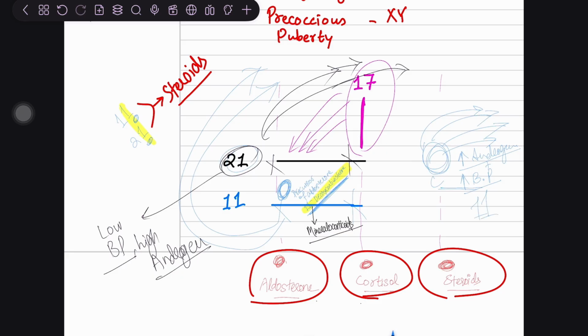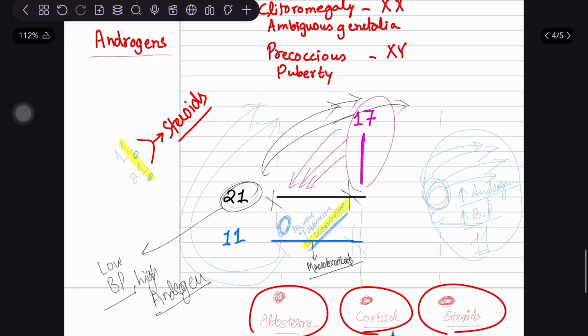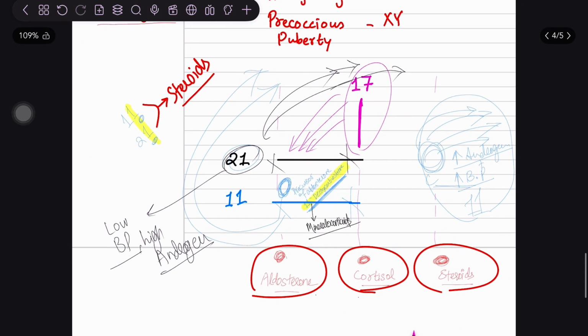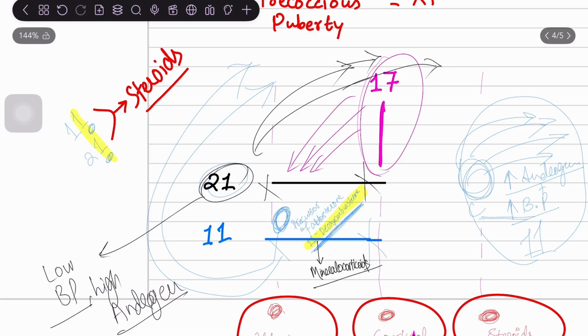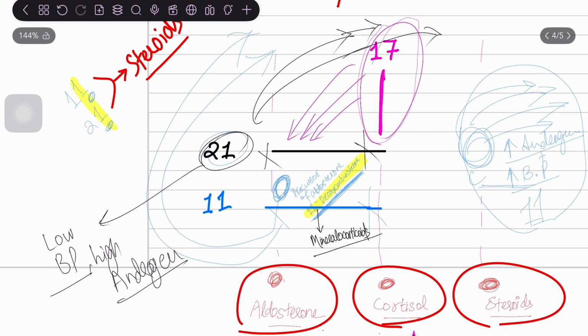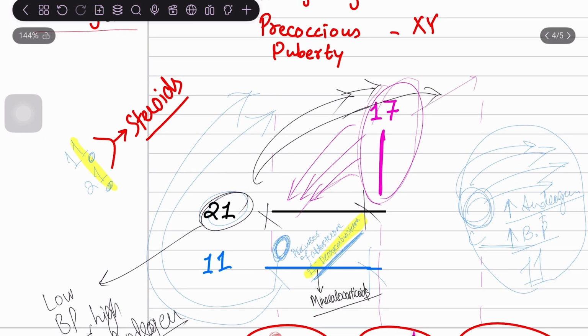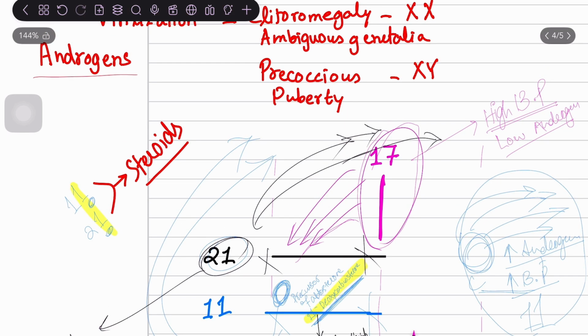Now the last one. This is going to be easy for you guys. Focus on pink. Only pink is blocking out steroid formation, but shunting into aldosterone. So it is going to have high BP, and tell me, guys, high BP plus low androgens. For 17, low androgens plus high BP.